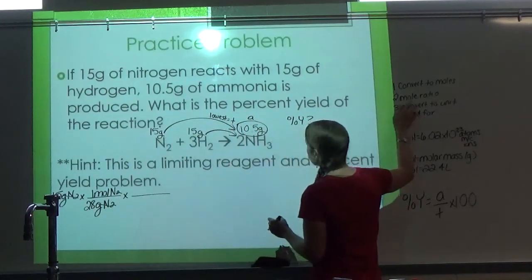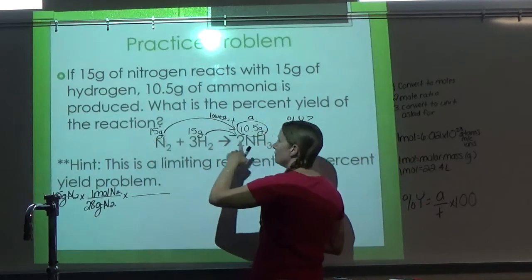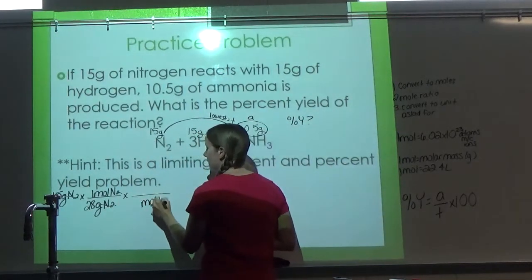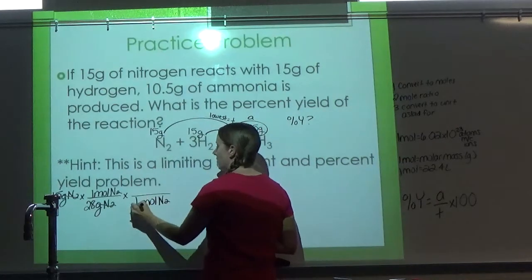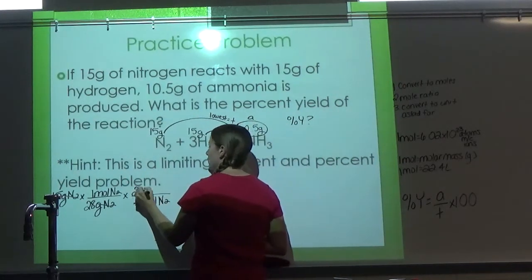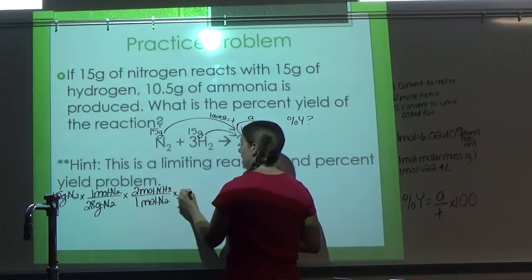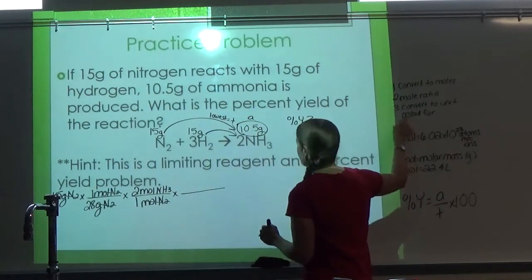All right, step 2 is mole ratio. 1 mole of N2 makes 2 moles of NH3. I put moles of N2 on bottom by following my golden rule, and that's 1. And that makes 2 moles of NH3. So my moles of N2 cancel. Step 3, convert to unit asked for.